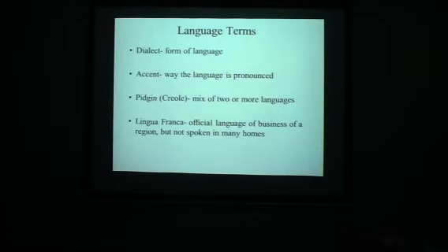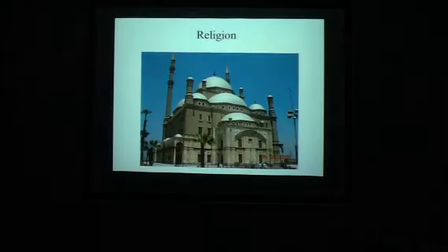Pidgin or Creole is a mix of two or more languages, and we'll find this mix happens in places like Jamaica, in the Bahamas, where African mixes of languages along with French or English combine. Finally, we have the word lingua franca. Lingua franca is the official language of business of a region, but it's not spoken in many homes. If you go to Africa today and you go to a village, if you speak English or French, you could do business in these places. But if you go out into the villages, you would have to be able to speak mainly the tribal language to communicate with most of the people.